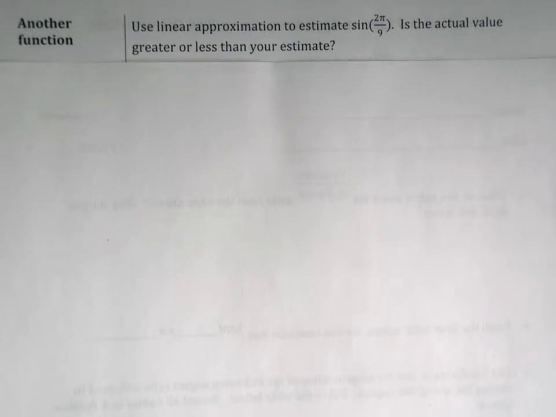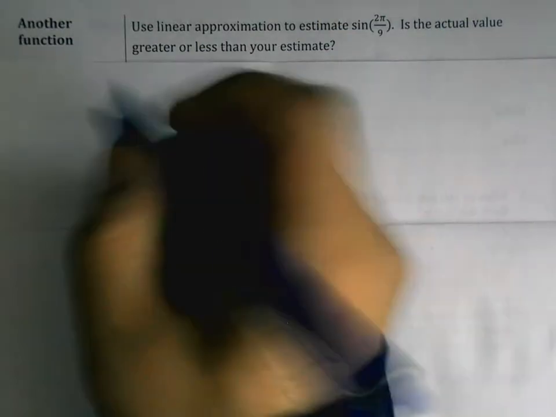In this video we will try to estimate the value of sine of 2 pi over 9, and we'll try to do this without the use of a calculator. And of course then we're going to answer the second part, which is: is the actual value greater than or less than our estimate? Hopefully you've attempted this problem already on your own as a good brain exercise, but if you want to compare your answers to mine, let's proceed.